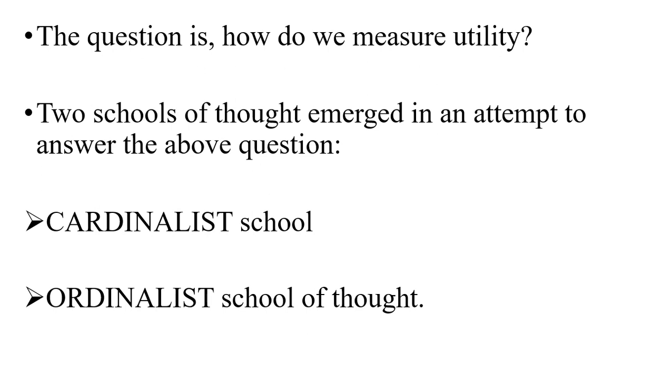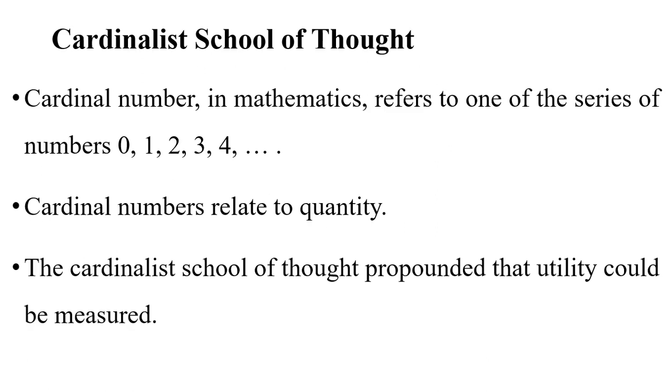So one school of thought is the cardinalist school of thought, and the other one is the ordinalist school of thought. So we'll start off by looking at the cardinalist school of thought. The cardinalist school of thought believes that utility can be measured using cardinal numbers. So numbers like 0, 1, 2, 3 can be used to measure the satisfaction you derive from consumer goods.